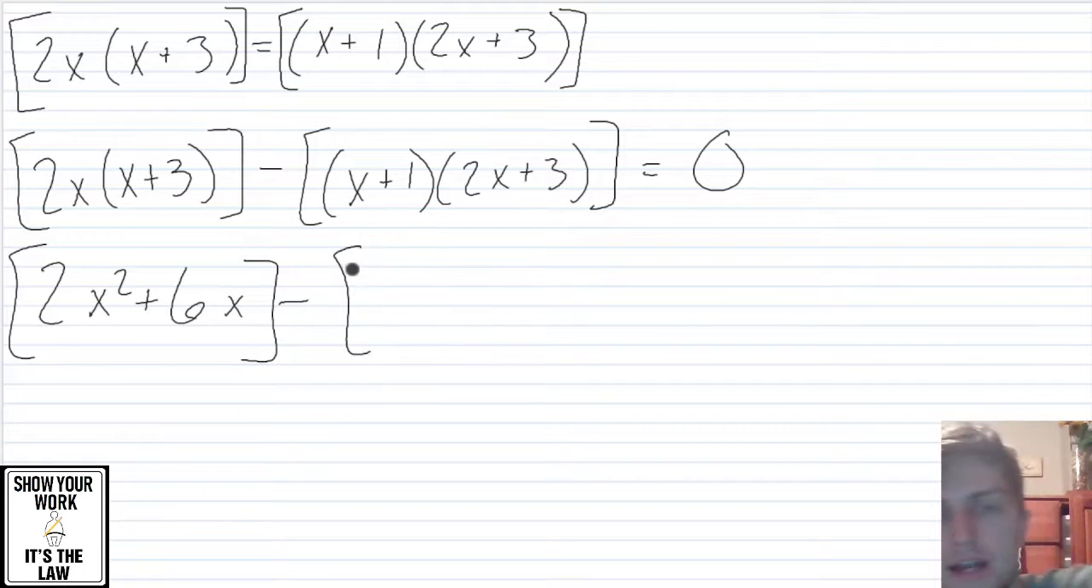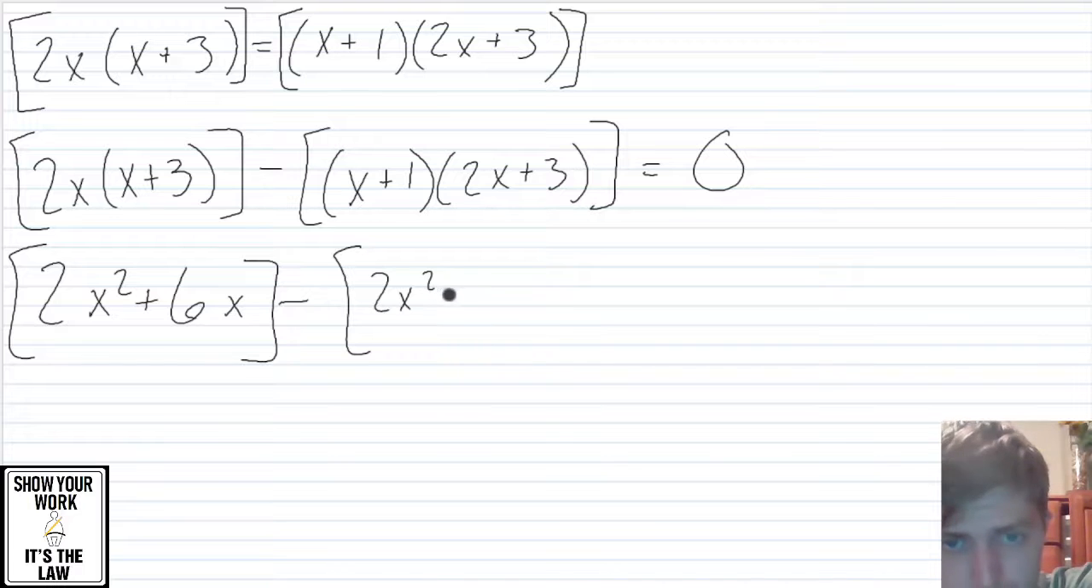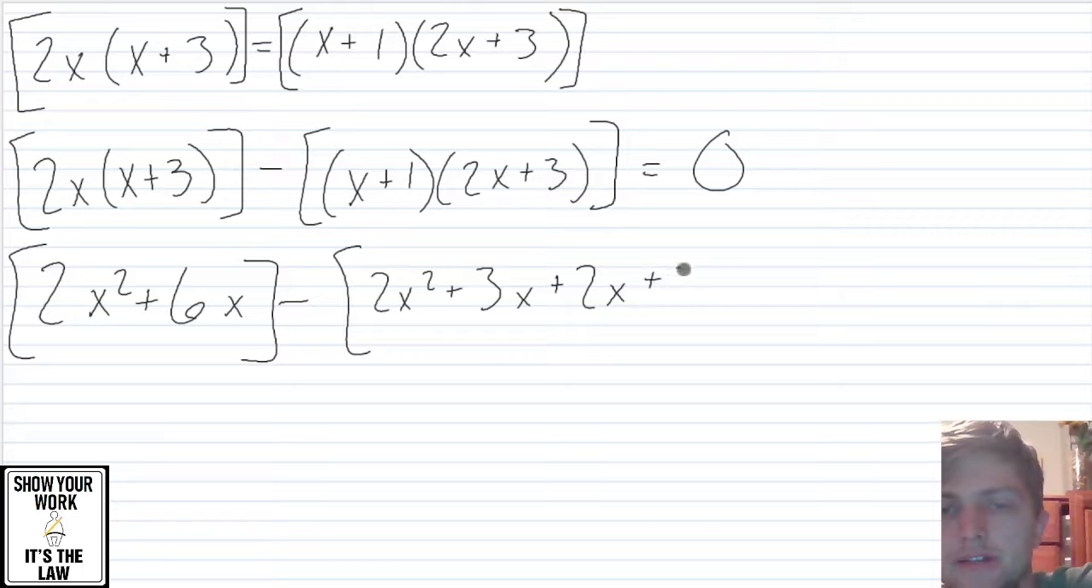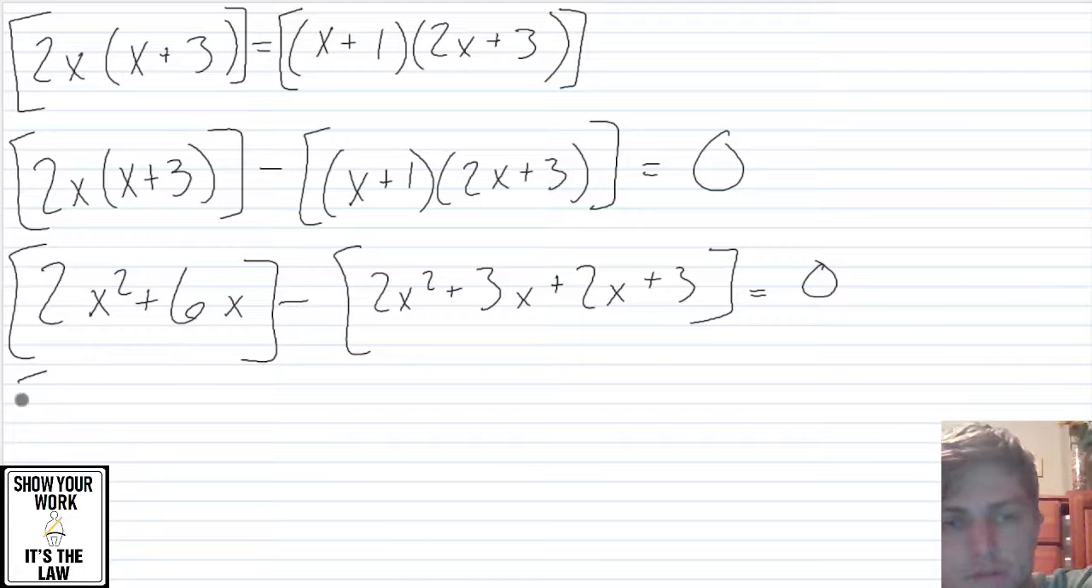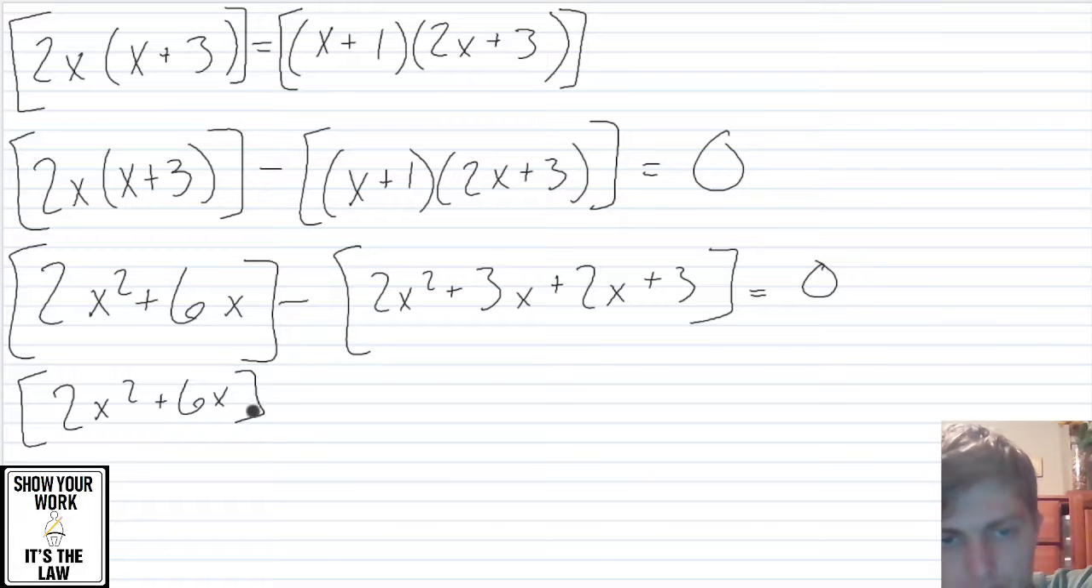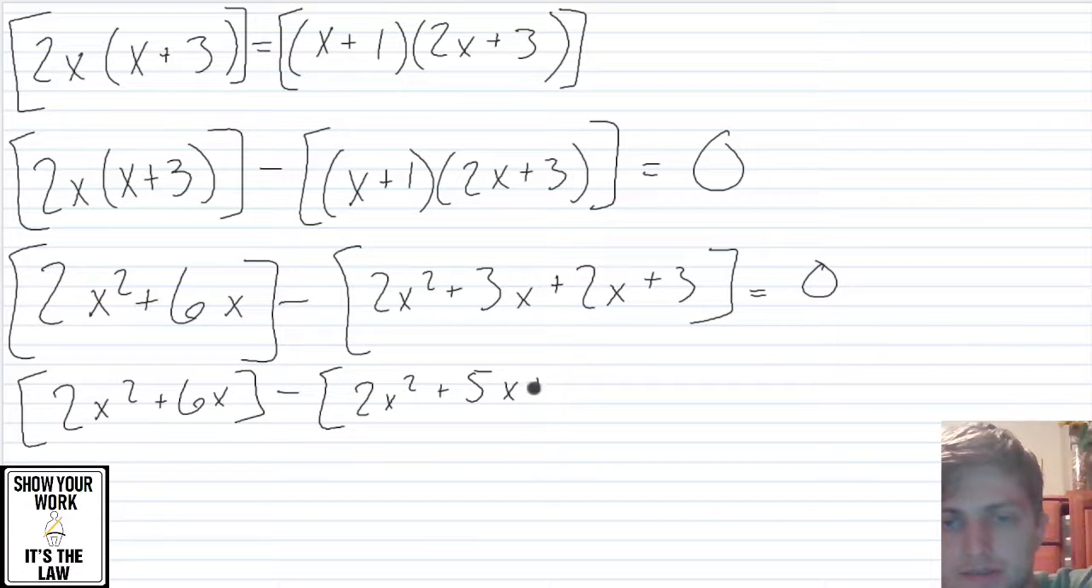And then here we're going to FOIL, so we do x times everything. x times 2x is 2x squared. x times 3 is 3x. 1 times 2x is 2x. 1 times 3 is 3. All right, all this still equals 0. Can we combine anything over in this brace? No, we can still combine on the left brace, so let's do that. So that's going to equal 2x squared plus 5x plus 3 equals 0.